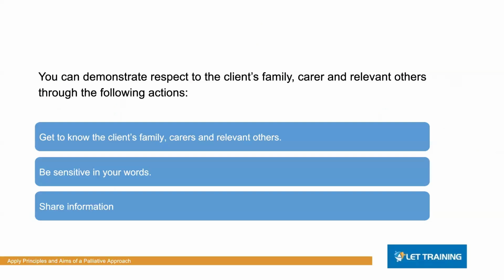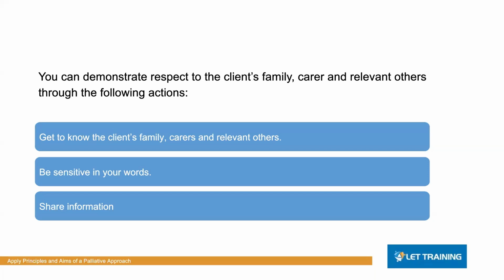You can demonstrate respect to the client's family, carer, and relevant others through the following actions. Get to know the client's family, carers, and relevant others. Take the time to talk to the important people in the client's life. These people can provide insights about your client, such as their personality and behaviour. They can also tell you information that you can use to form a stronger bond with your client.